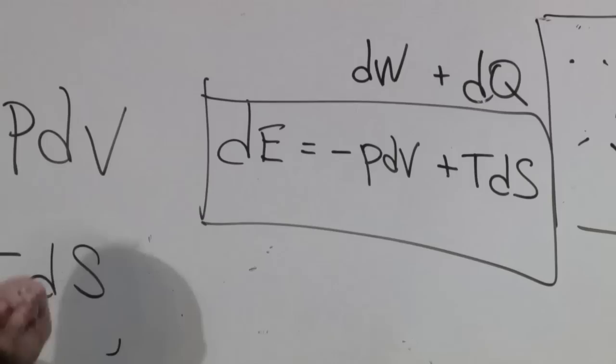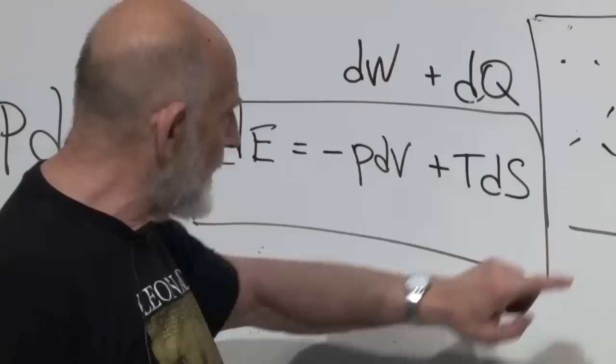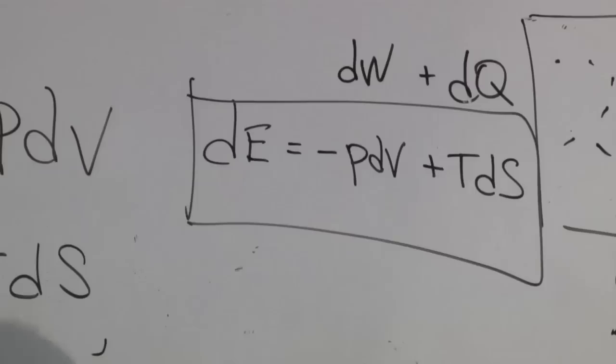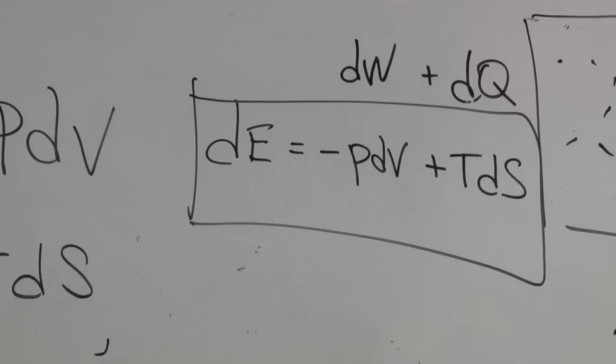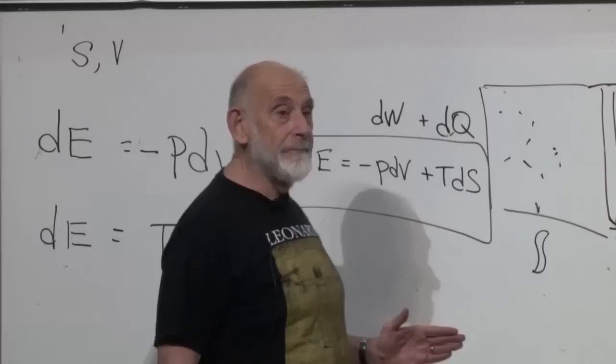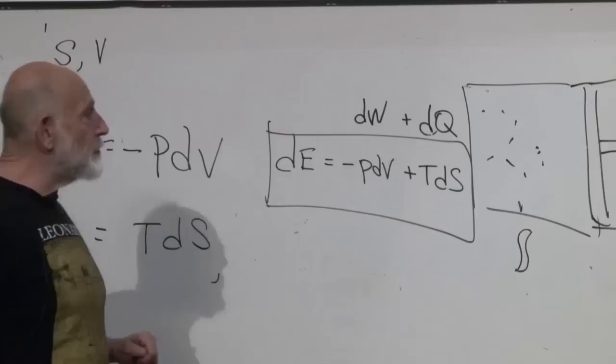Right. Who's doing work on whom, incidentally? Is this the work done on the gas, or is this the work done by the gas on the piston? Either. They're equal and opposite, of course. This is the change in the energy of the gas. So this should be thought of as the work done by the piston on the gas.